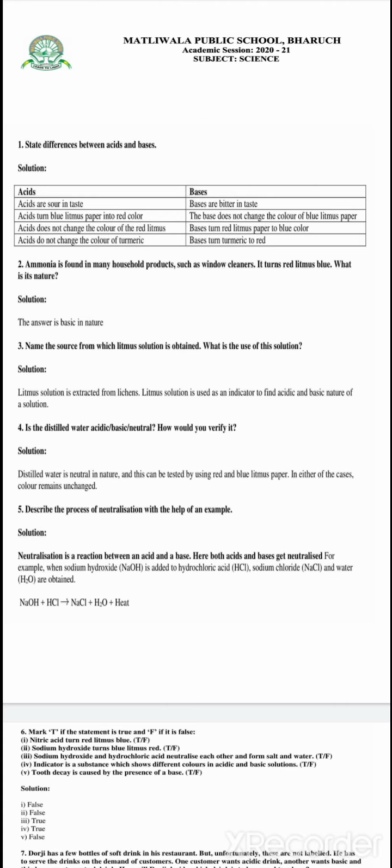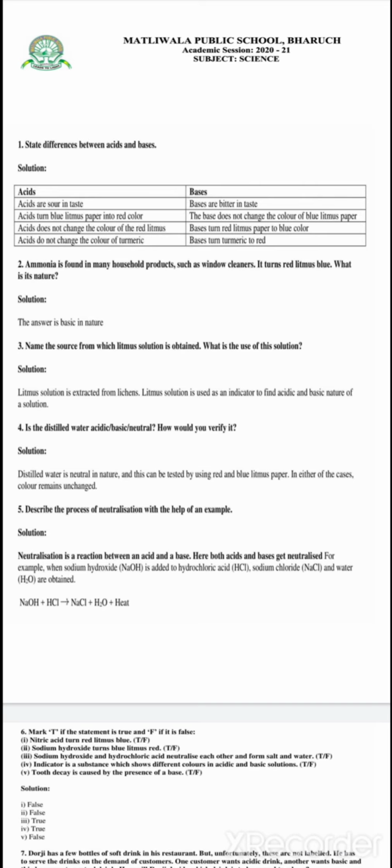Now acids do not change the color of turmeric, while bases turn turmeric to red. And one more point I am telling you, that example also you can write. Examples of acids are vinegar or lemon juice, and examples of bases are soap solution or baking soda solution.